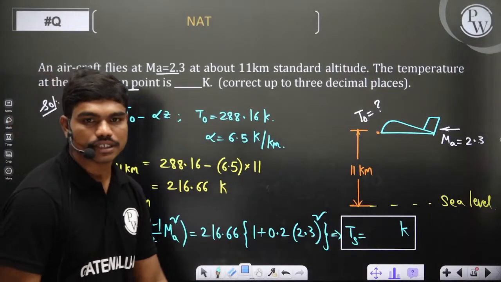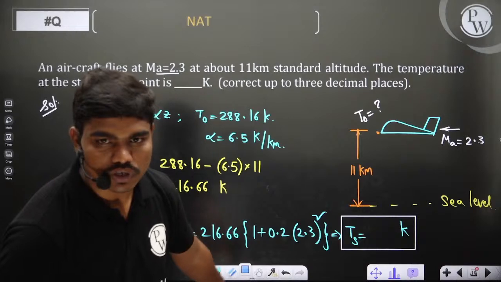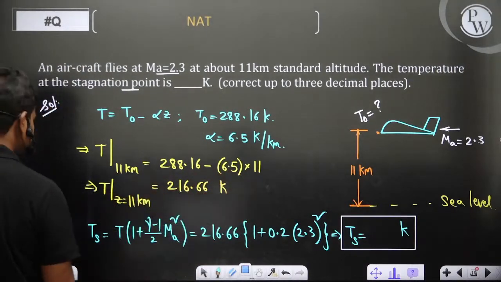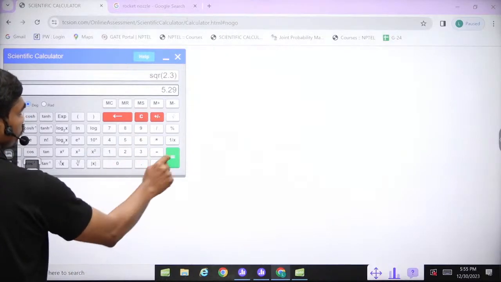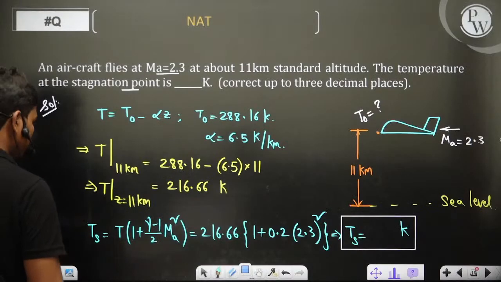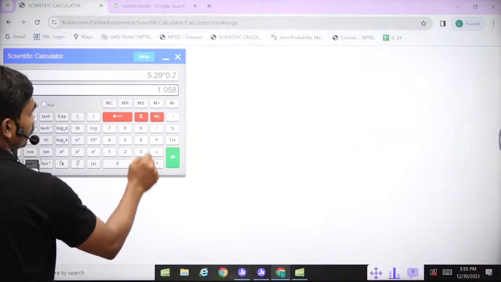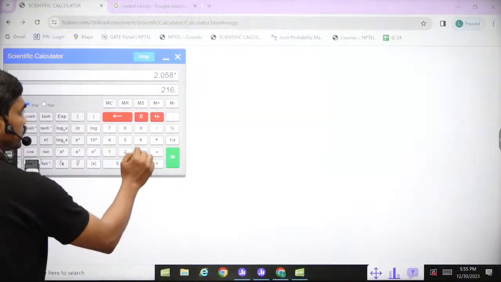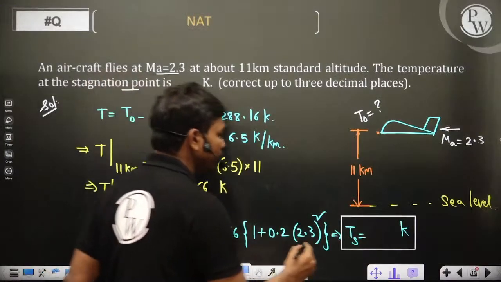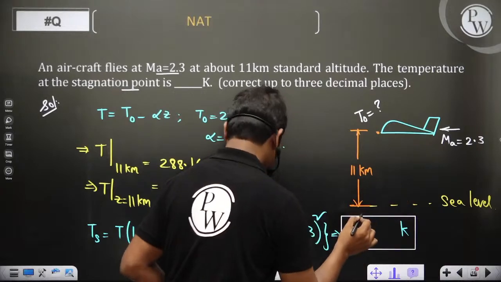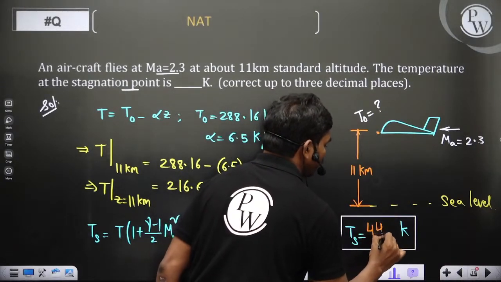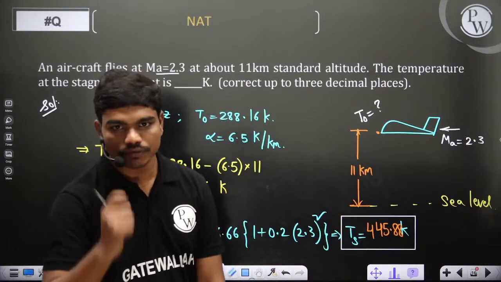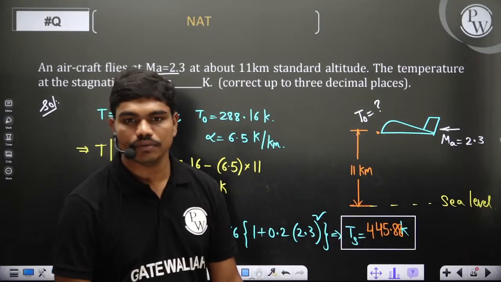So what is the stagnation temperature in Kelvin? 592 is coming? No, stagnation temperature will definitely be more than this. Let's see, because we had this relation. Mach number is 2.3, which is given. So 2.3 whole square into 0.2, this value plus 1, so 2.058 into 216.66. So 445.88 Kelvin is the actual temperature at these stagnation conditions.